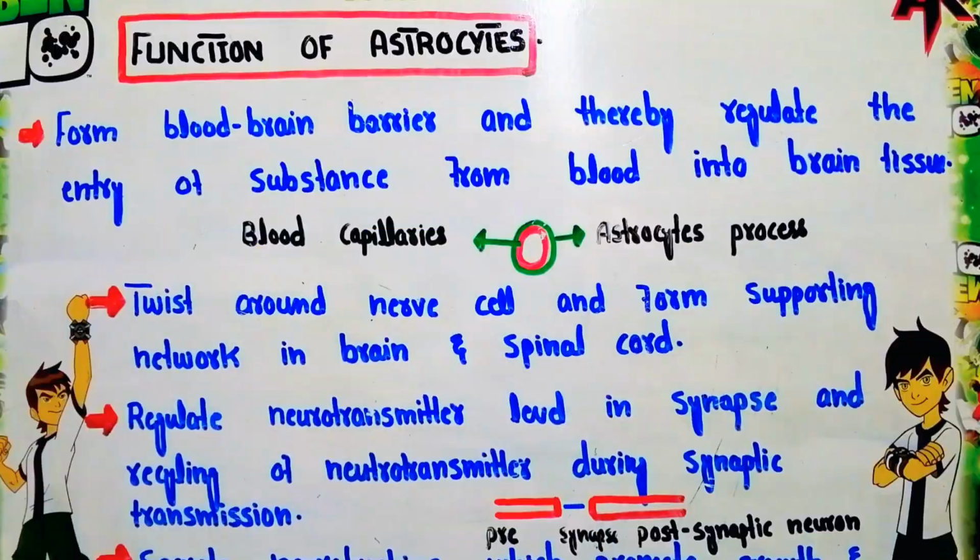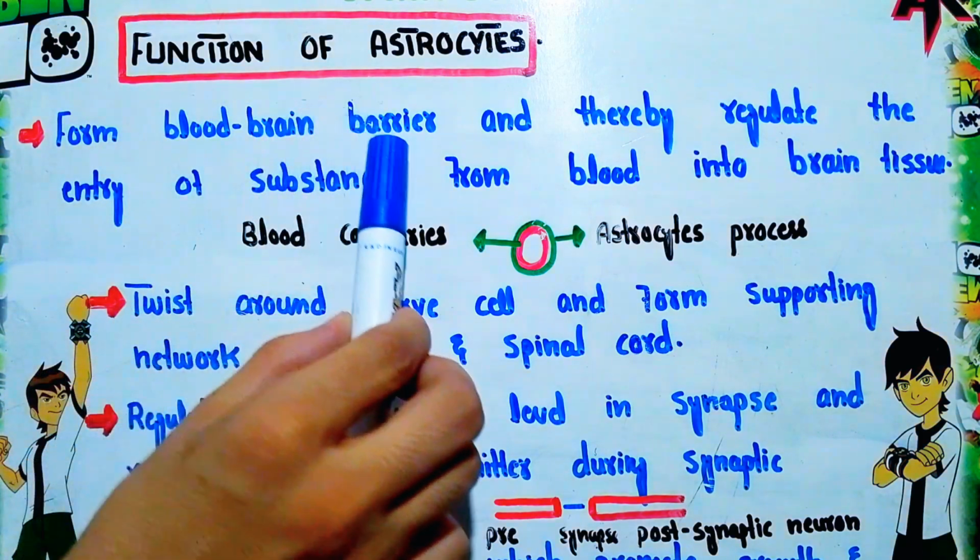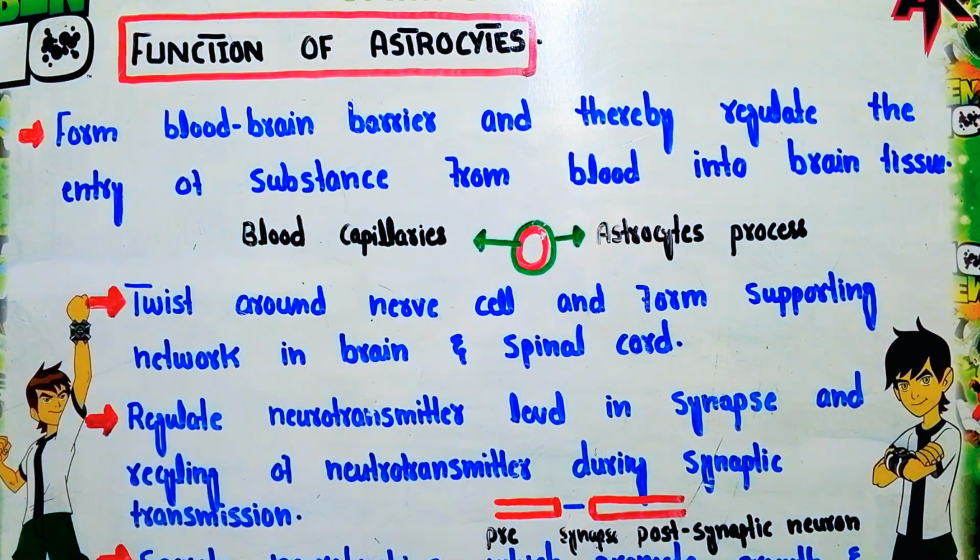Now what is the function of the astrocytes? Here are the various important functions of the astrocytes. The first function of the astrocyte is that they form the blood-brain barrier. Now what is the blood-brain barrier? The blood-brain barrier is a neuroprotective structure that protects the brain from various types of pathogens. Now how is this barrier formed by the astrocytes?